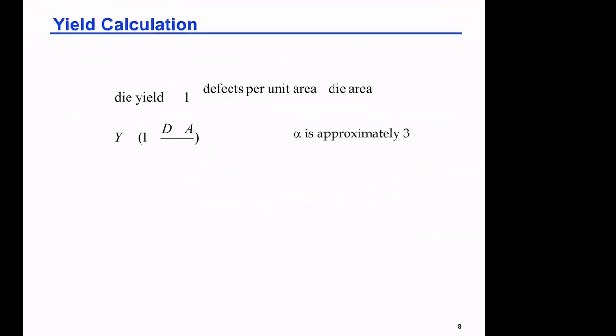Okay, let us look now at this equation here. So the die yield is equal to 1 plus the number of defects per area, okay, times the die area over alpha, to the power minus alpha.